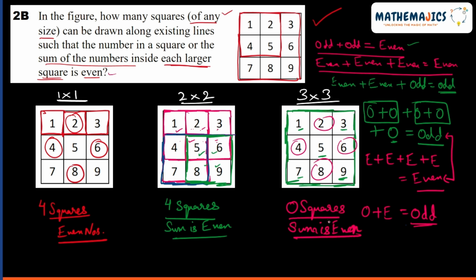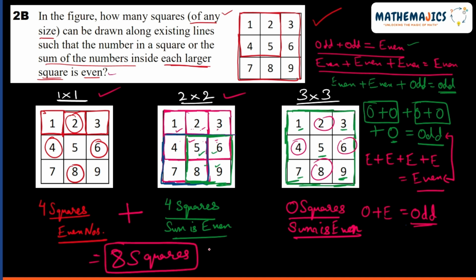So 0 squares. The question was, how many squares are there where the sum is even? We are getting these two cases only in which the sum is even. So how many total squares? The total will be 4 plus 4, which is 8 squares. So this will be our answer, 8 squares.